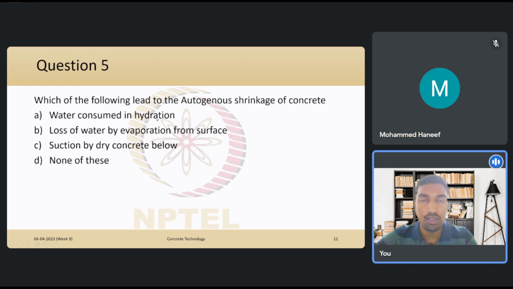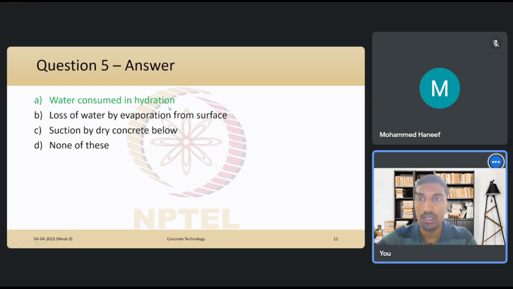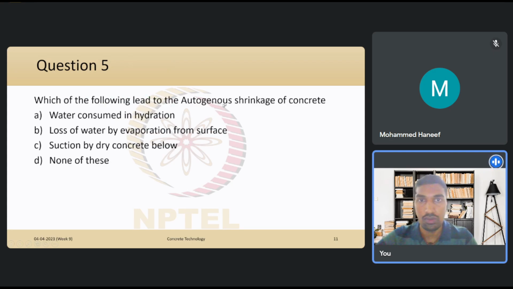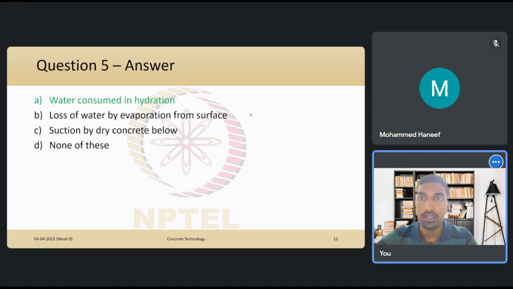Because of that, at the macroscopic, specimen level, we will see a reduction in the overall volume of the specimen, and therefore that causes a shrinkage of the concrete. That is what we define as the autogenous shrinkage, right? So the reason for that is the loss of water, or the consumption of water, in the hydration process, right? The others are not related to the autogenous shrinkage. For example, B is for the drying shrinkage and so on. So it is only the hydration process and the water consumed in it which leads to the autogenous shrinkage. So the right option is A.